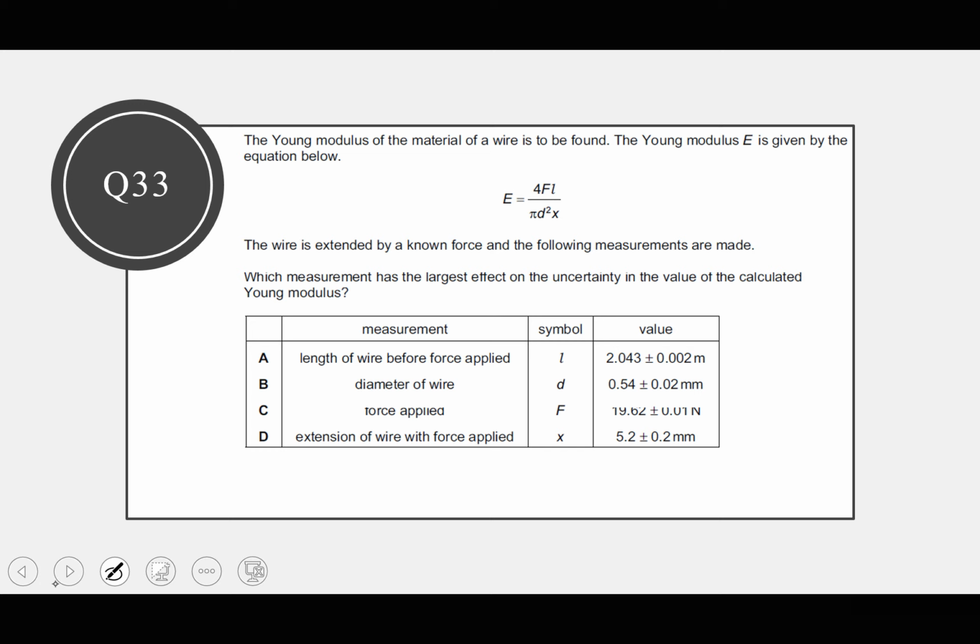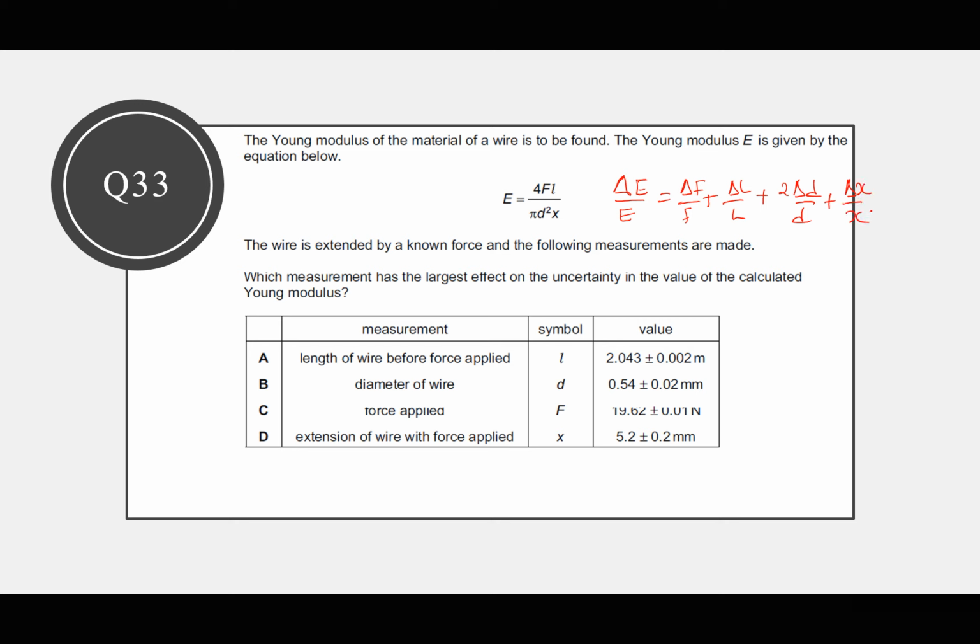The Young modulus is given by the equation below. The wire is extended by a known force and the following measurements are made. Which measurement has the largest effect on the uncertainty in the value of the calculated Young modulus? Okay, let's check. The fractional uncertainty in the Young modulus E is going to be the fraction in F plus the fraction in L plus twice the fraction in D plus the fraction in X.